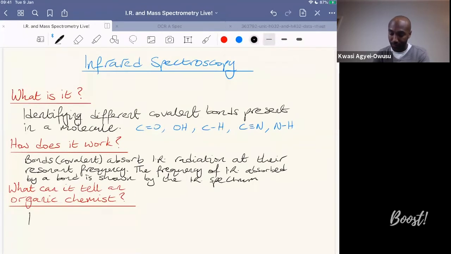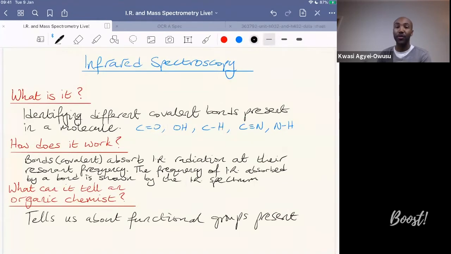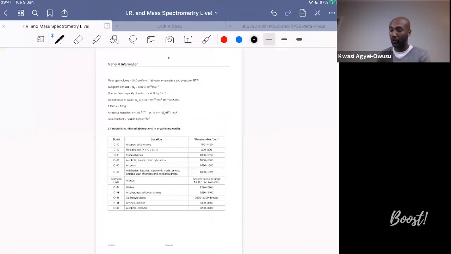Okay, so it tells us about functional groups present in a molecule. A very useful tool, I'm sure you'll all agree.